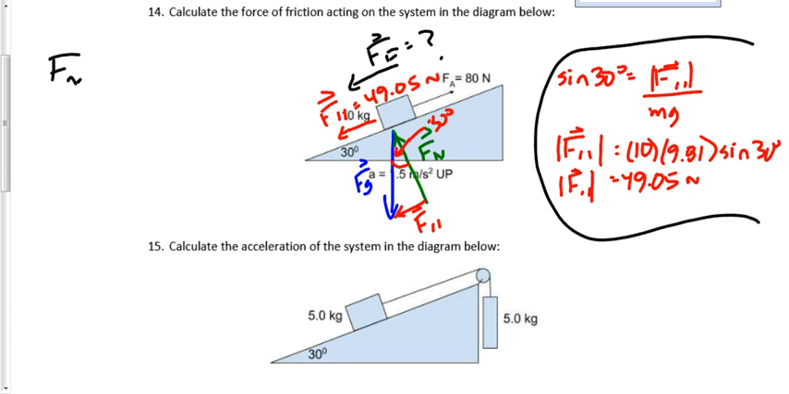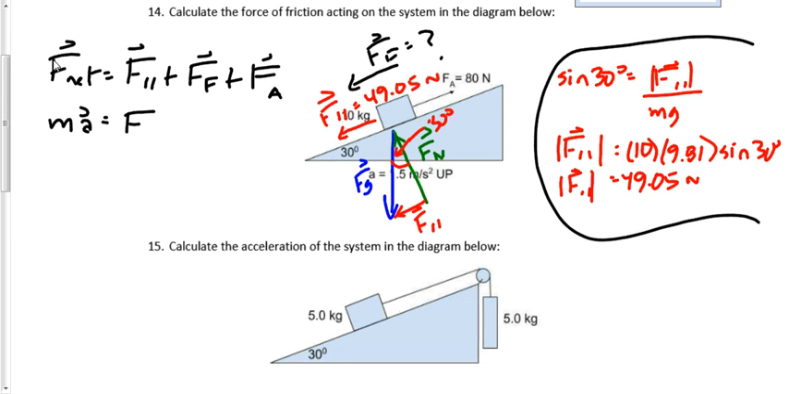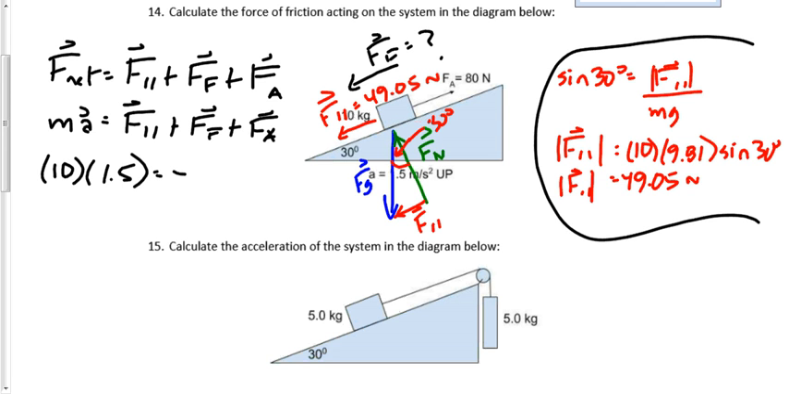F net is equal to the sum of the forces, F parallel plus FF plus FA, whatever's causing FA. Mass times acceleration is equal to F parallel plus FF plus FA. Mass is 10. A is, what was that, 1.5? Positive because it's up the hill, right? F parallel is negative 49.05 because it's down the hill. Plus FF, that's what we're looking for here, plus FA is positive 80 newtons because it's up the hill.